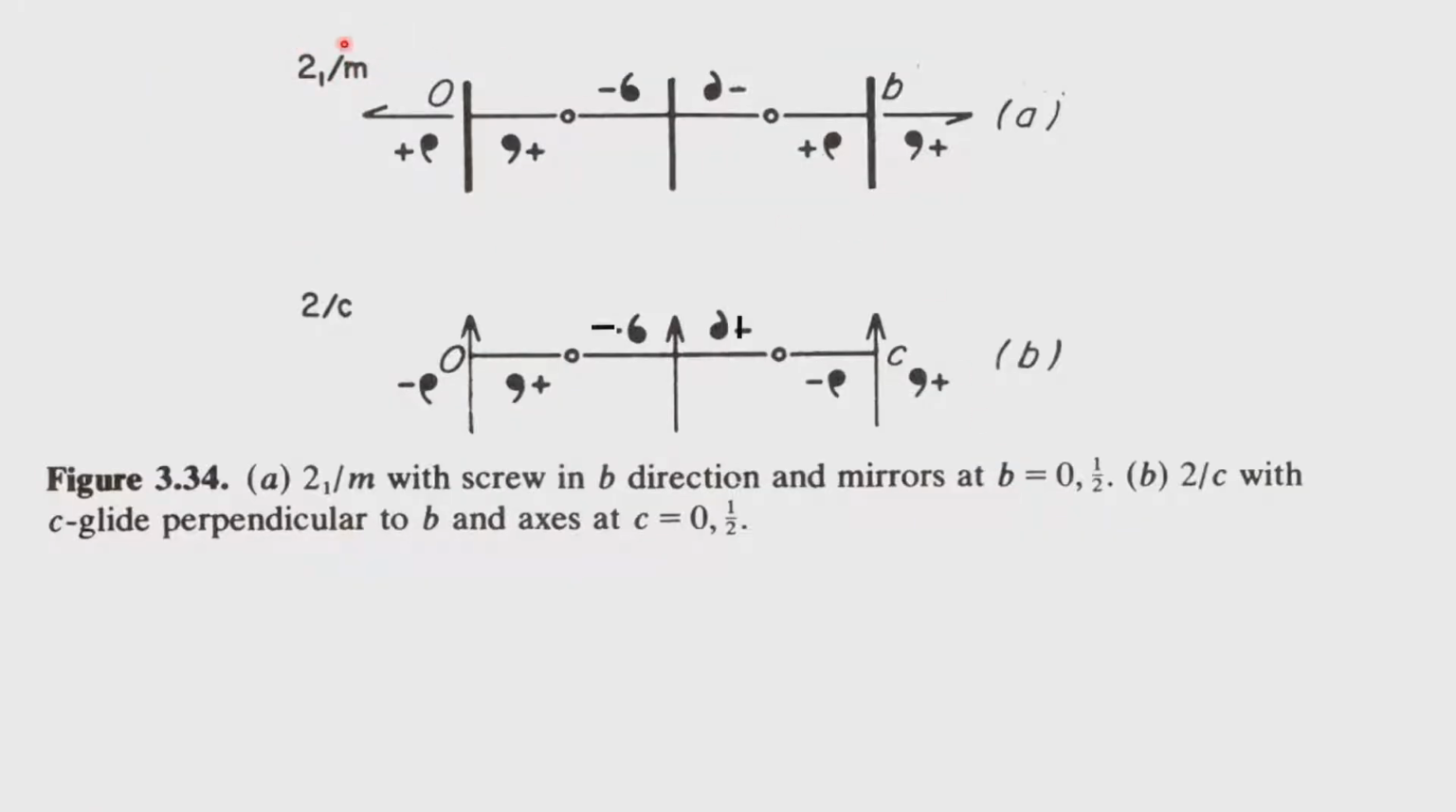Now, when we are talking about the presence of the two-fold axis with the mirror, something very interesting develops here. So, you take for example, this is the B direction, and your two-fold axis is along the B direction as is indicated by the half arrow.